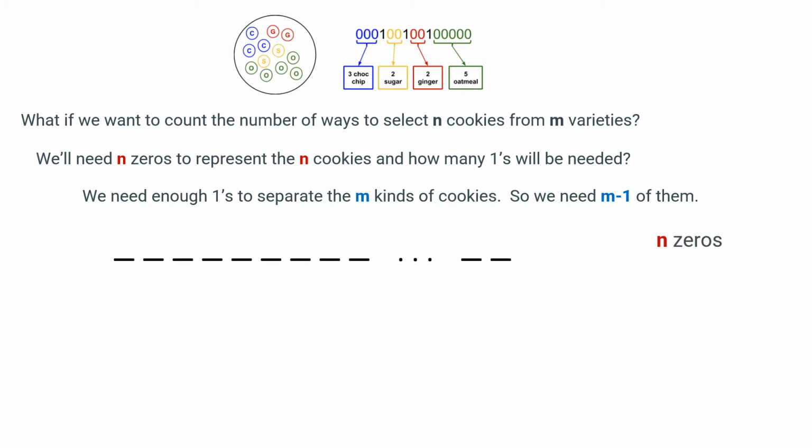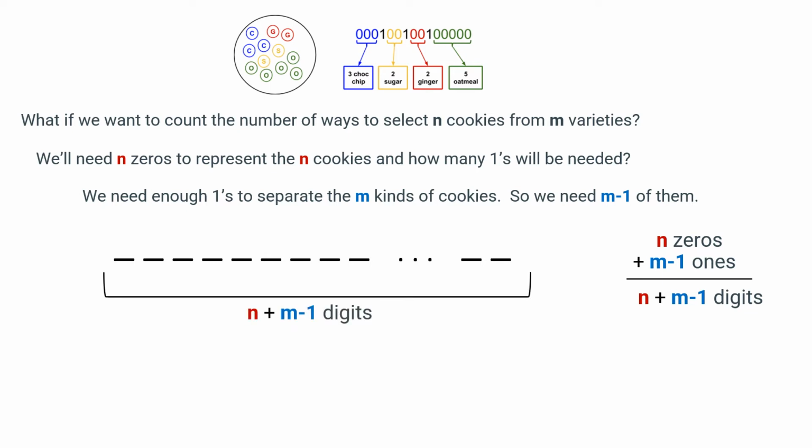So we have this code word here. If we're selecting n cookies, then we would have n zeros in that code word. And then how many ones? Well, as we just said, we need enough ones to separate the m kinds of cookies, so we would need m minus 1 ones. So how many digits altogether? It'd be n plus m minus 1. That'd be how many digits we need for this example.